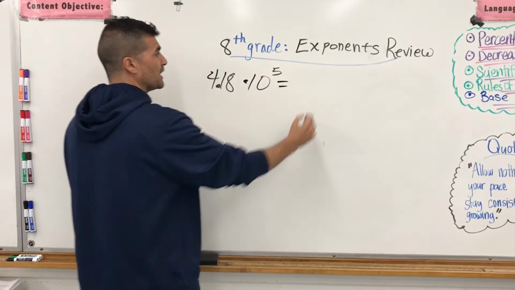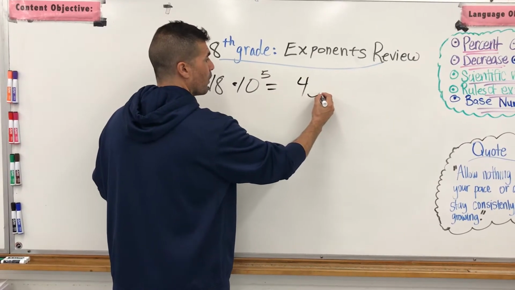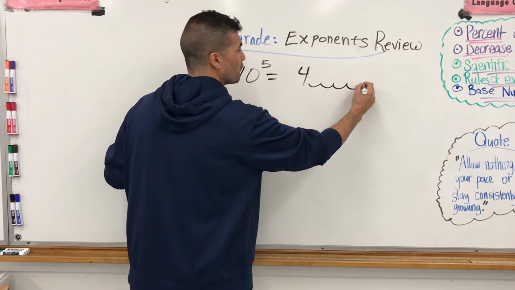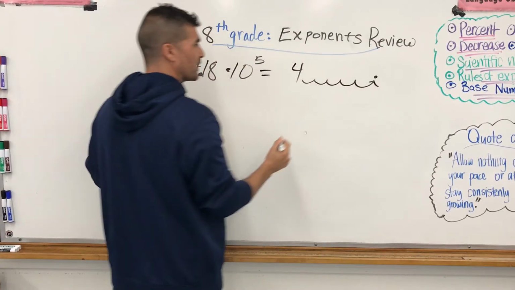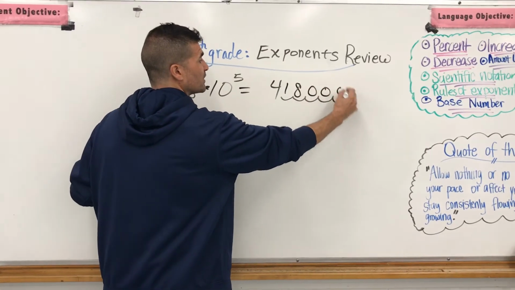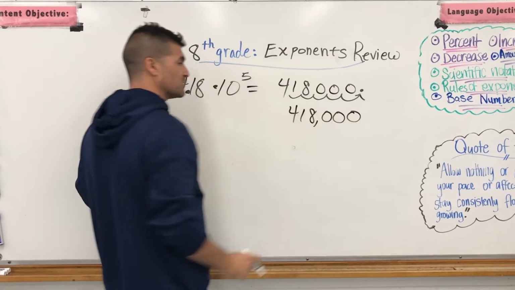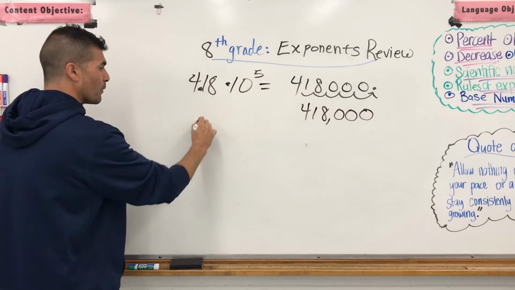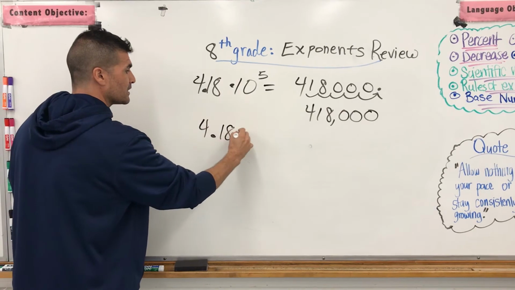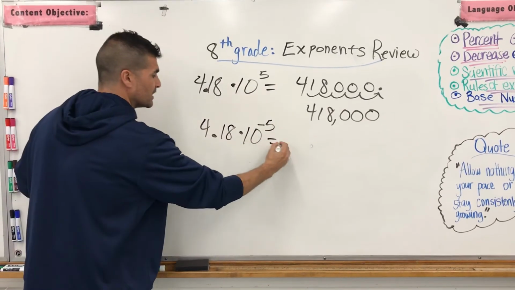Well, this is going to be equal to 4, and now I'm going to move this decimal 1, 2, 3, 4, 5 times, so it's right here. I'm going to put the 1 and the 8 where they belong and fill in the rest with zeros. This is 418,000.